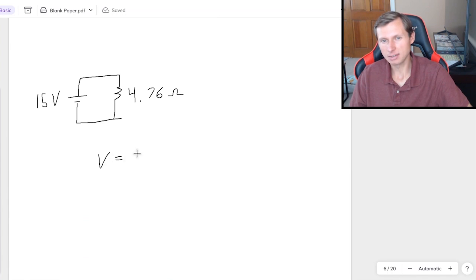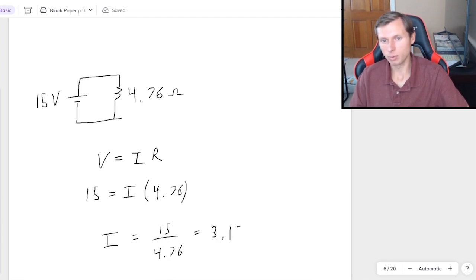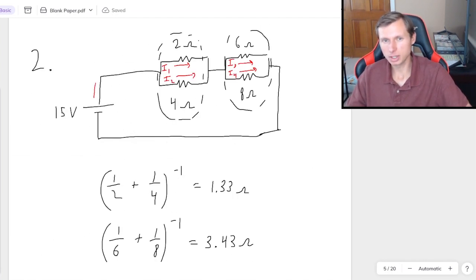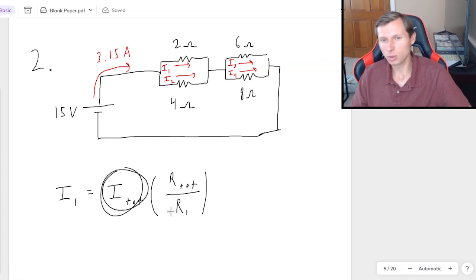Now we get to say V equals I times R. Voltage is 15. Current is what we're solving for. And resistance is 4.76. So I divide both sides by 4.76, and we'll get 3.15 amps. Now in case you're forgetting why we're doing this, going back to the original picture, this is the total current coming out of the battery. In other words, this is the I total in the current division equation.